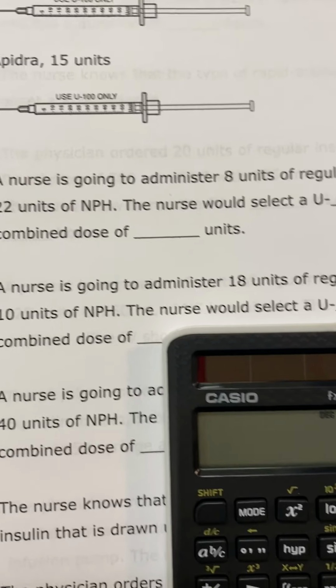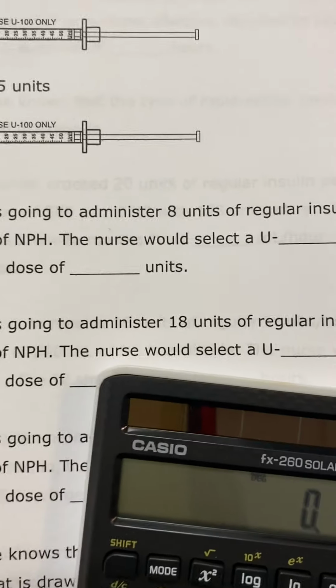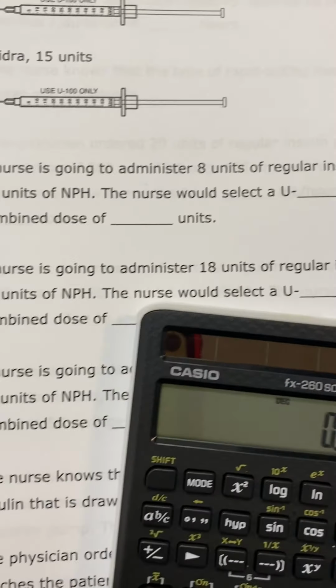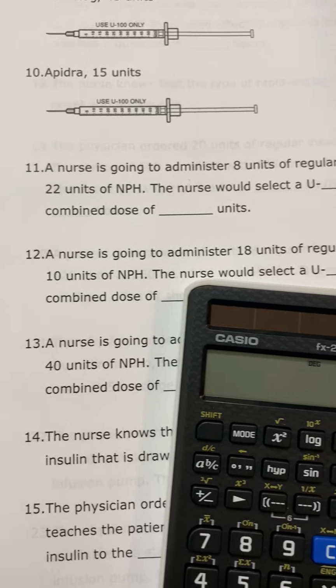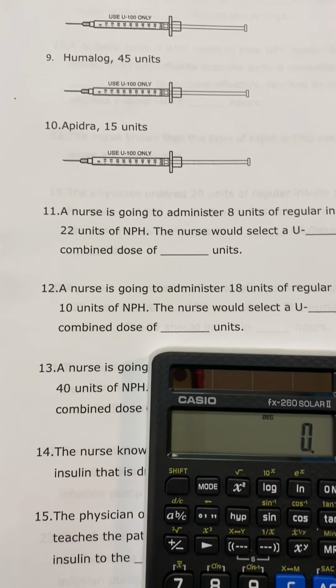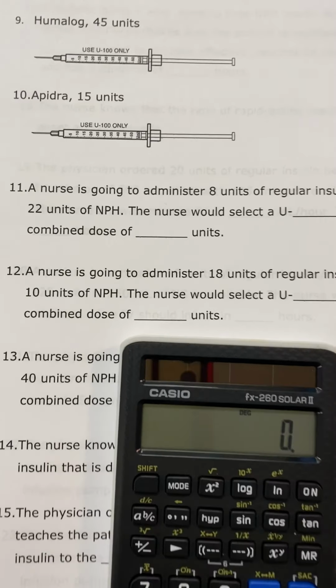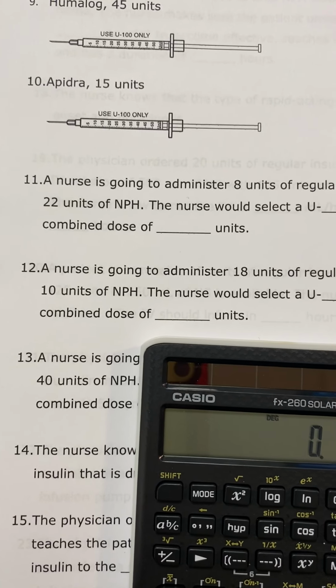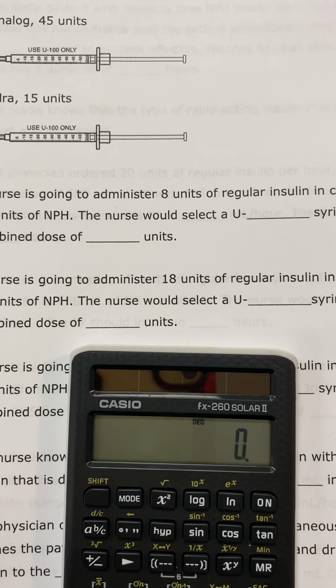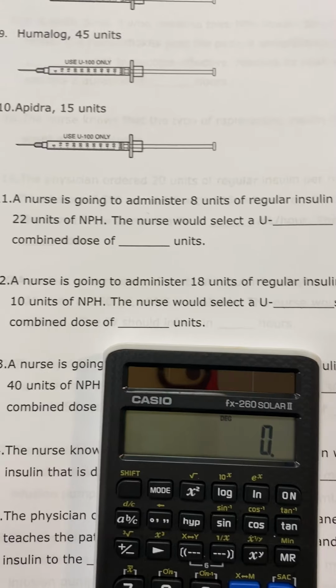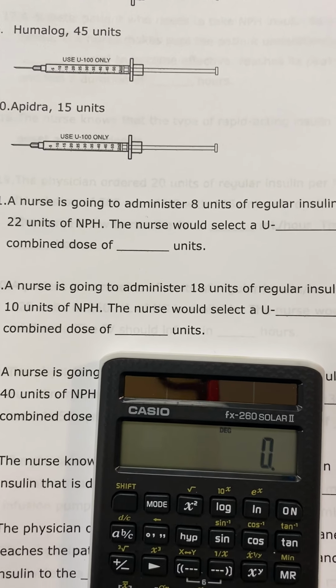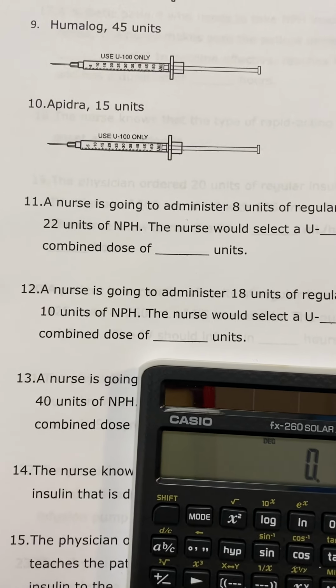Okay, so for the first number 11, write down the number 11. 11 says, a nurse is going to administer 8 units of regular insulin in combination with 22 units of NPH. The nurse would select a what kind of syringe and prepare a combined dose of how many units?